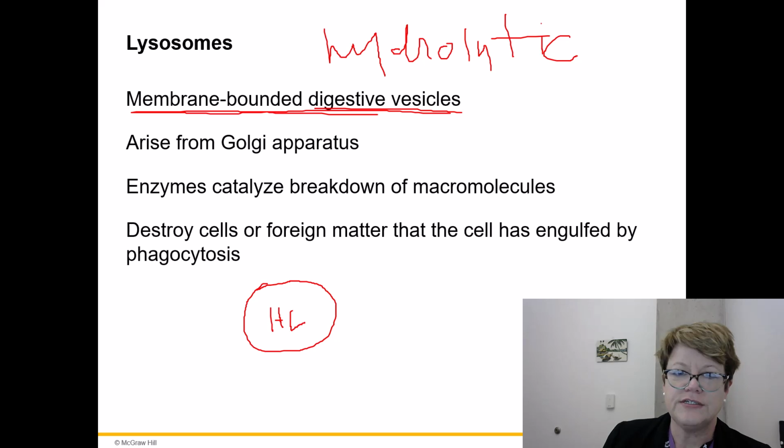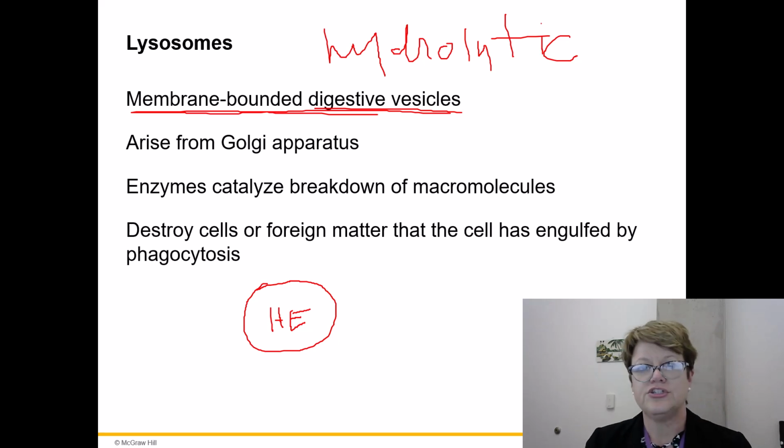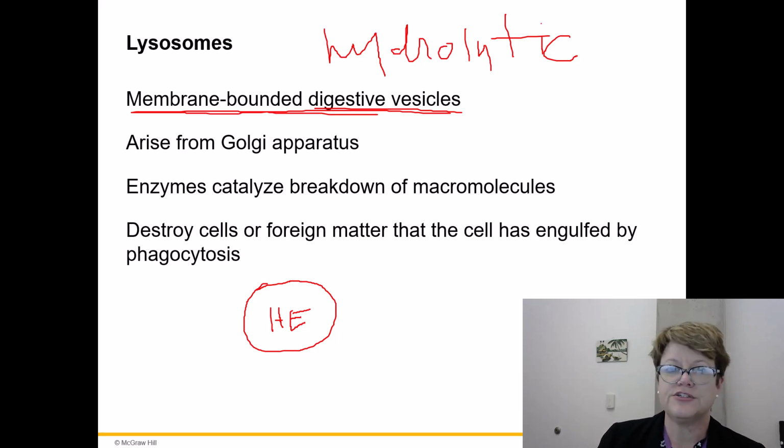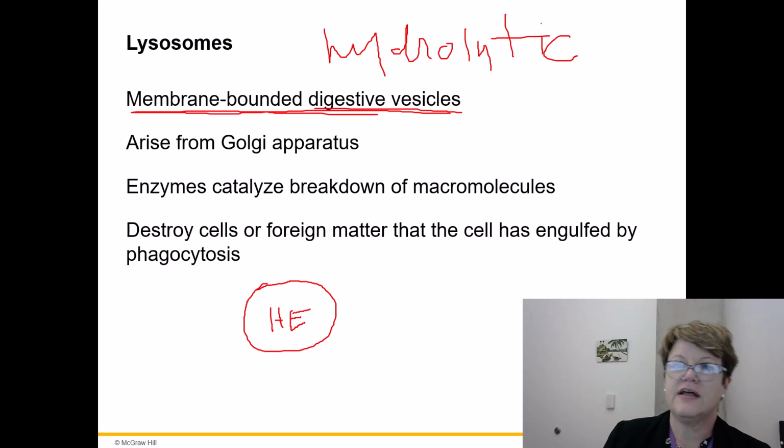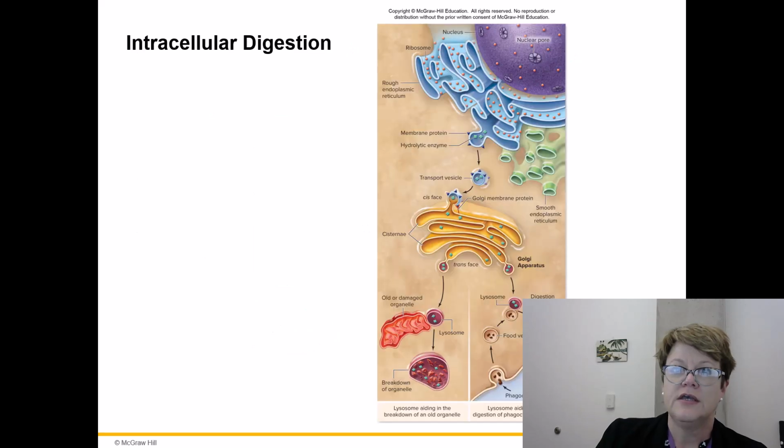I'm just going to write HE. And it's waiting to do what it needs to do. A lysosome has a function, and so when those lysosomes form, they're full of these hydrolytic enzymes. So then the question is, what is it that they do? Well, they destroy cells and they break down food matter, food molecules that the cell has engulfed in a process called phagocytosis. So it gets us to our second story, our second process, things that cells do.